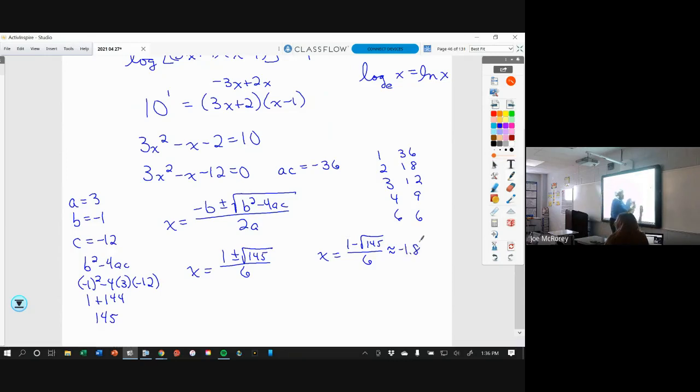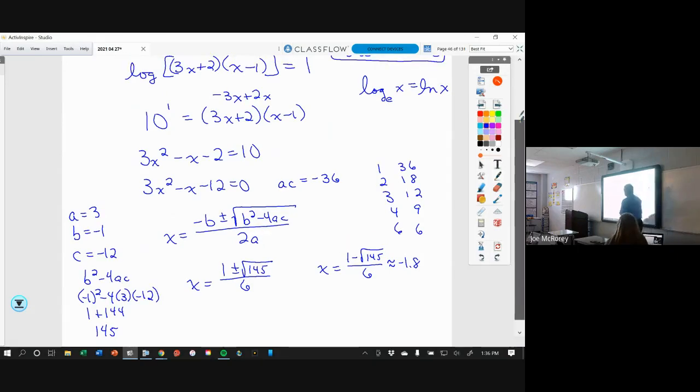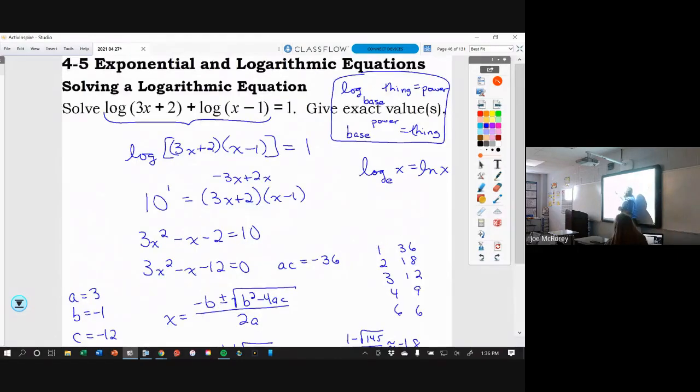Okay, good enough. So one of my answers is approximately -1.8. If you go back up to the original problem, you can't have -1.8 times 3. It's a negative number that's bigger than 2, right? So that right there would be negative if you plug the -1.8 in.